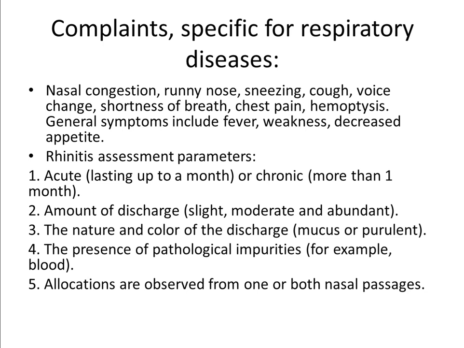Rhinitis. There are such rhinitis assessment parameters as acute, lasting up to a month, or chronic, more than 1 month. Amount of discharge: slight, moderate, and abundant. The nature and color of the discharge, mucus or purulent. The presence of pathological impurities, for example, blood. Discharge is observed from one or both nasal passages.